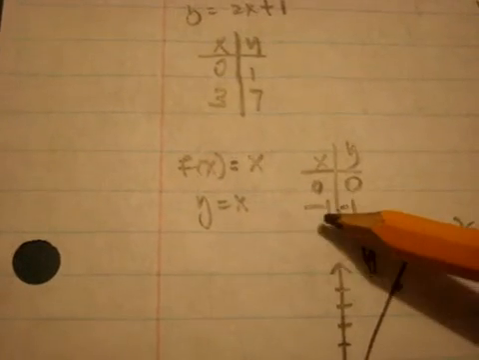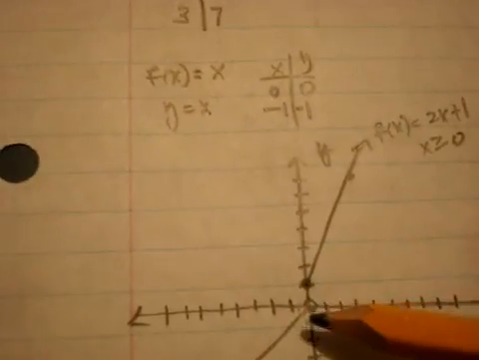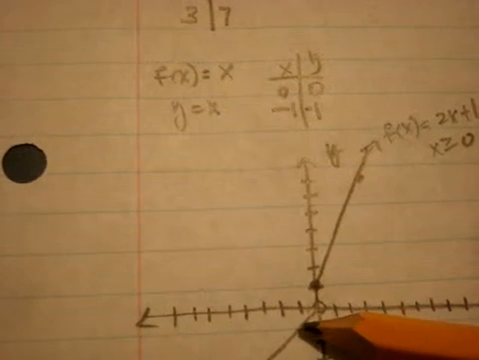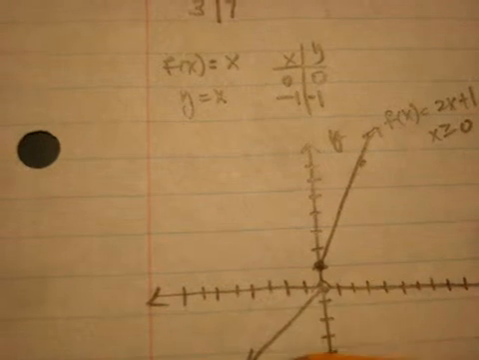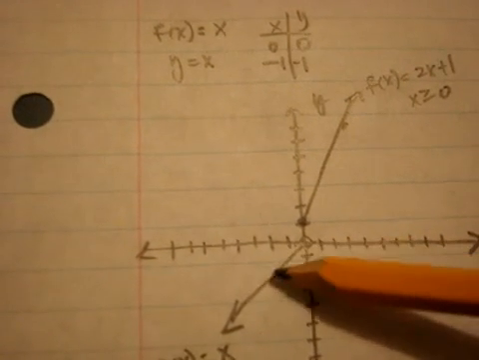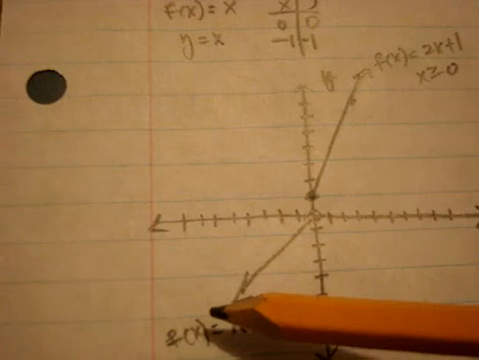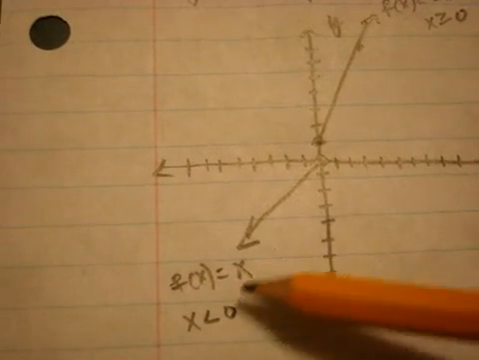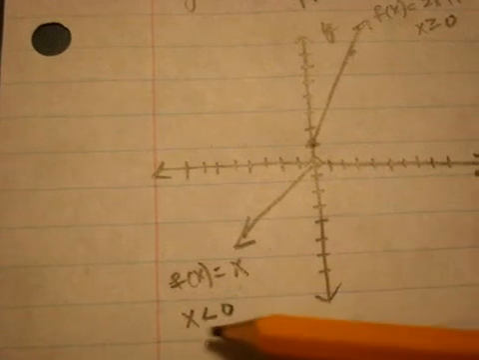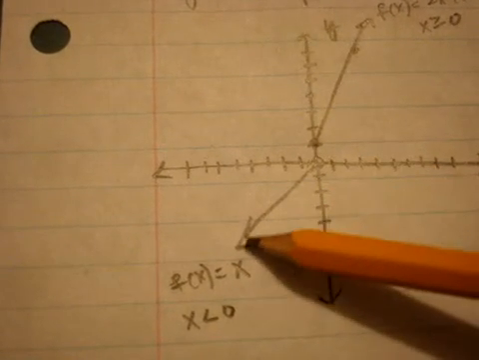And the second point is negative 1 and negative 1. So go negative 1 and down negative 1. And it says less than 0. So you graph down here, because there's a restriction. F of x equals x, and the x is less than 0, so your graph goes down like that.